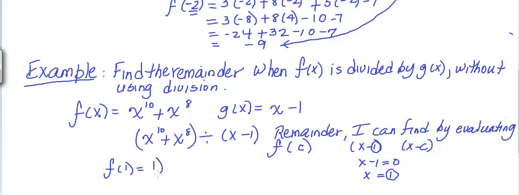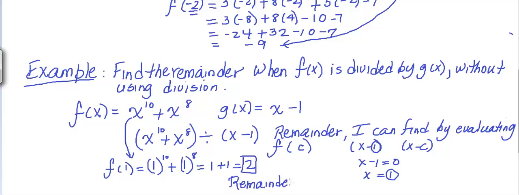And that would be 1 to the 10th power plus 1 to the 8th power. I'm substituting my values here. Anywhere there's an x, I write a 1. And that equals 1 plus 1, which is 2. This 2 is the remainder that they're looking for, or they're asking me to find. So there you found it without having to do synthetic division, thanks to the remainder theorem.